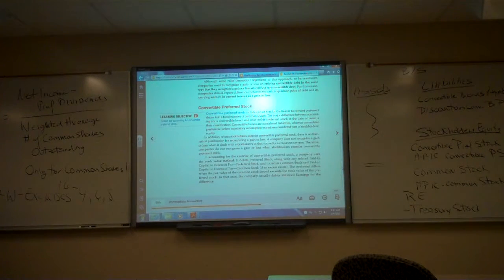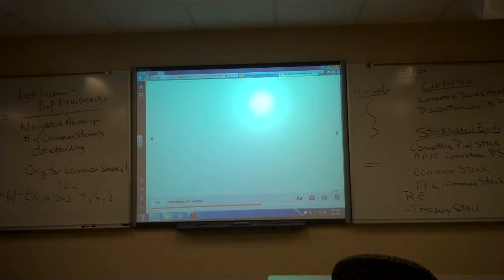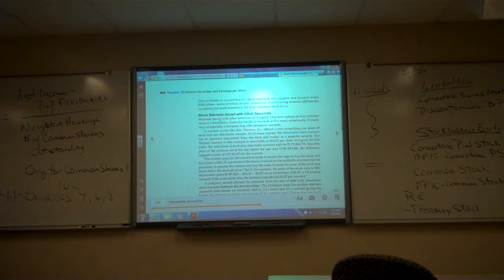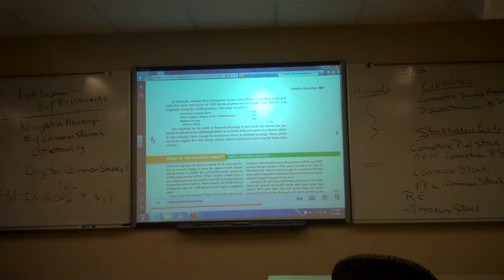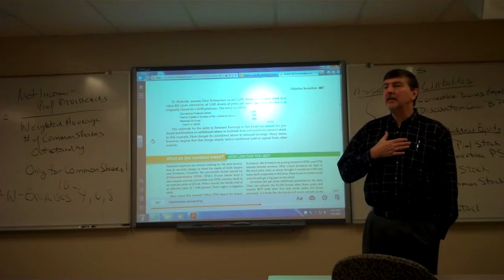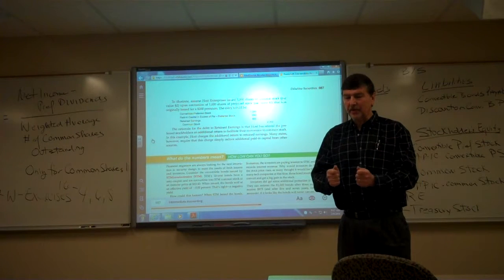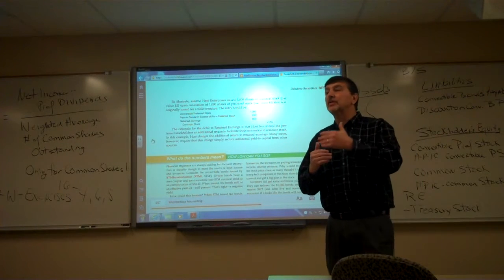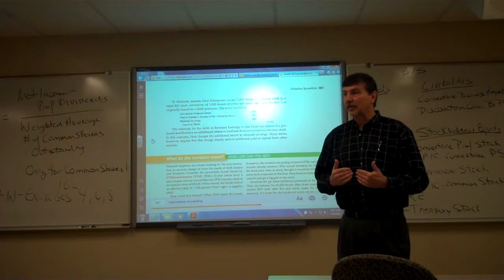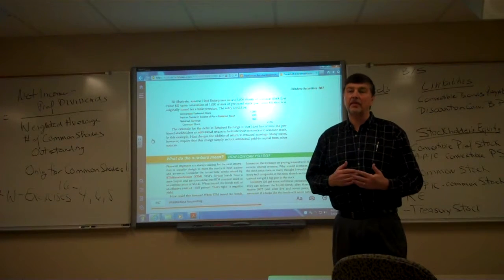Well, what about convertible preferred stock? Preferred stock may be convertible. The company cannot force them to convert that. Anytime the word convertible is used with a security, the person who owns the preferred stock or the bond has the choice to convert them or not. The company does not decide that. Everybody understand that? When it's a callable bond, the company decides when to call it in.